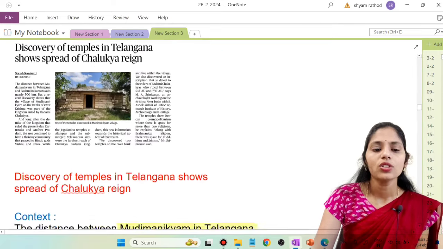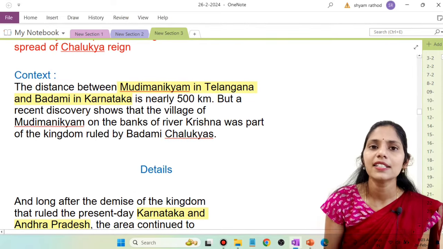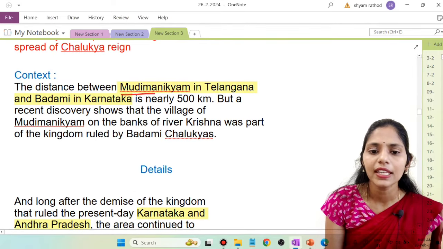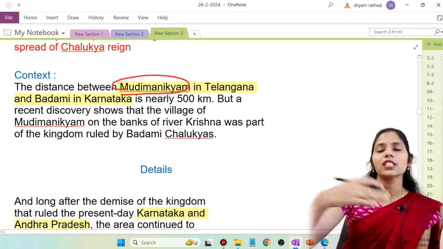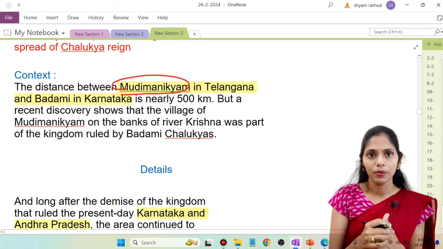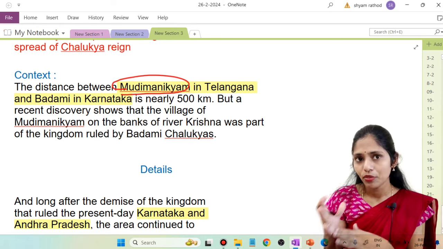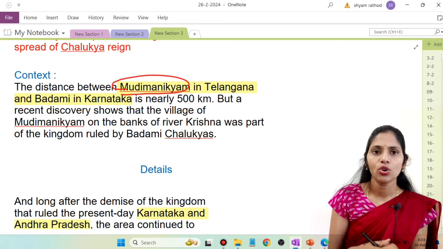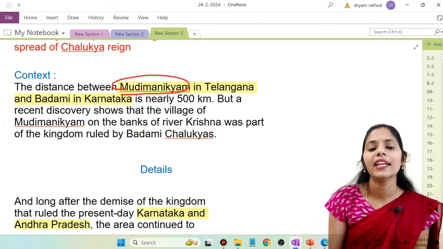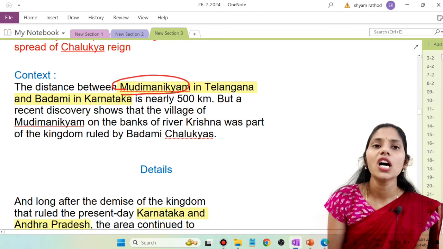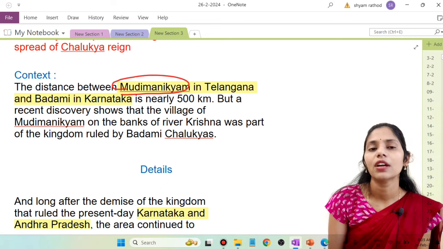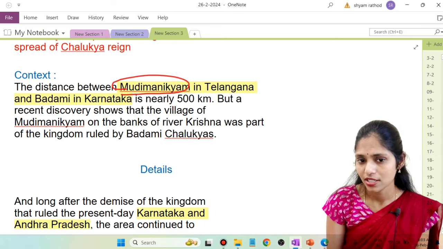If you see the context, it says that the distance between Mundi Manikyam in Telangana and Badami in Karnataka is very long, around 500 kilometers. But a recent discovery showed that the village of Mundi Manikyam, located on the banks of the river Krishna, was part of the Chalukya kingdom ruled by the Badami Chalukyas.